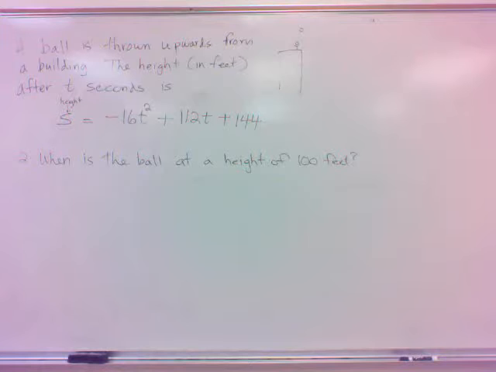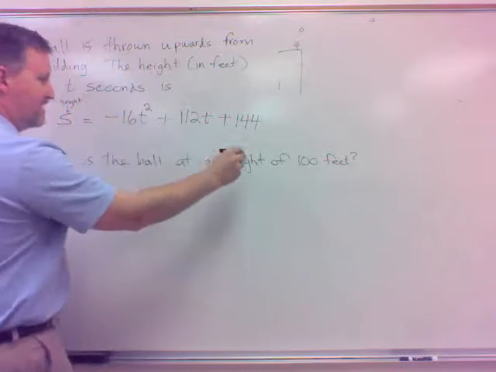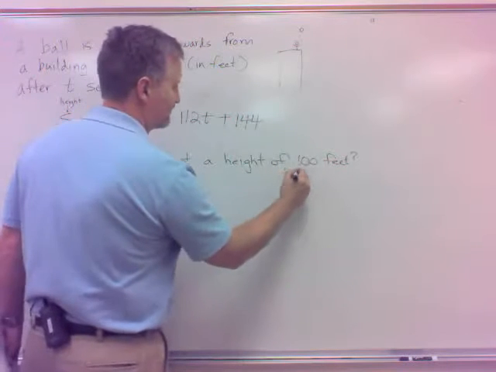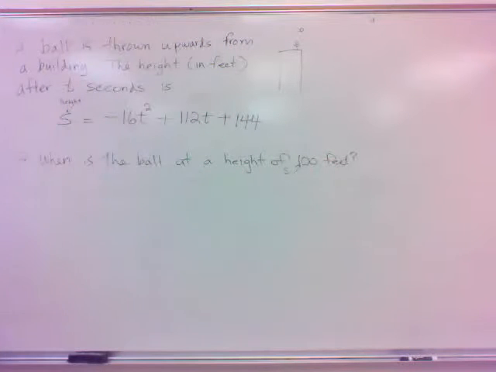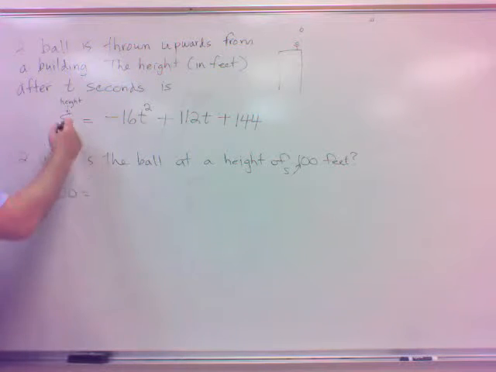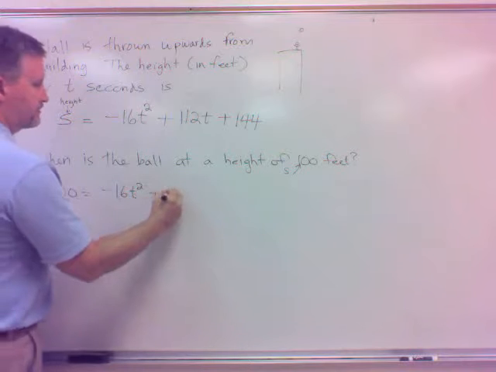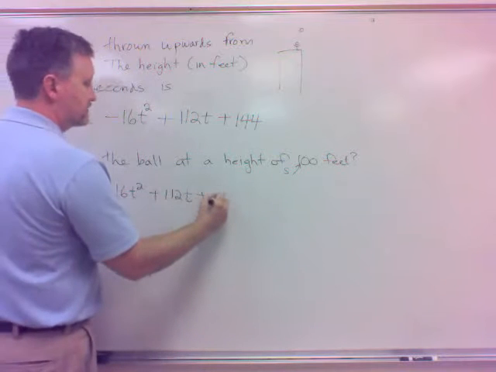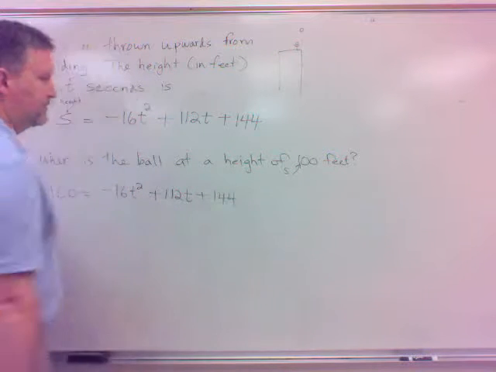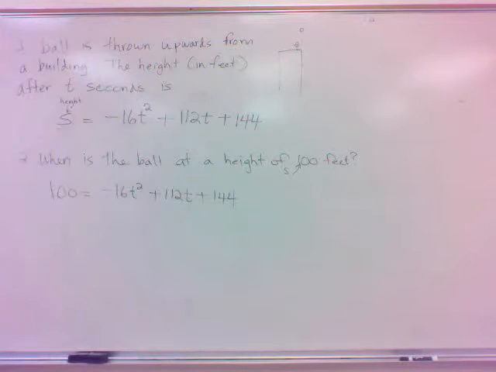Well, in this case, what's the 100? Where does the 100 go? That's an S. That's a height, so that's not time. I don't plug that in for t. That's an S. So in the formula here, I plug that in for S. So that's a whole other ball game here. If I plug in the S to be 100, I get 100 equals negative 16t squared plus 112t plus 144.